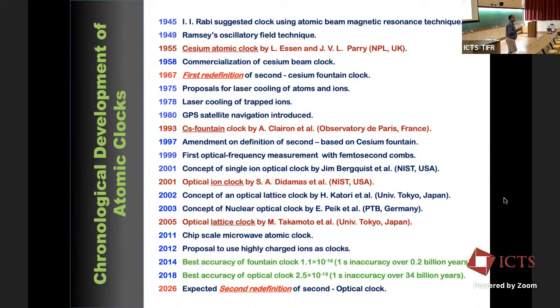there was a strong group on ion trapping, particularly for precision spectroscopy and so on. They found that they could do it immediately, and it was realized in ion traps. Later, in 2005, it was realized in the optical lattice clock. So far, as I told you in my previous slide, the trapped ion optical clock and the neutral atom optical lattice clock have reached a similar level of accuracy.